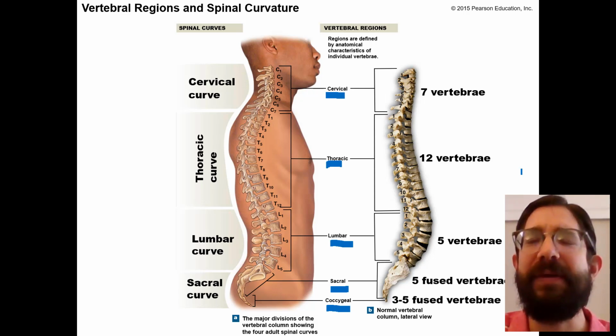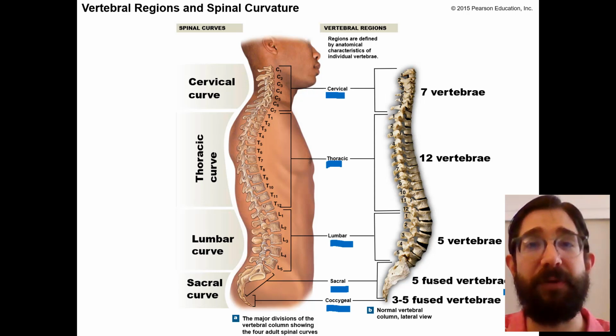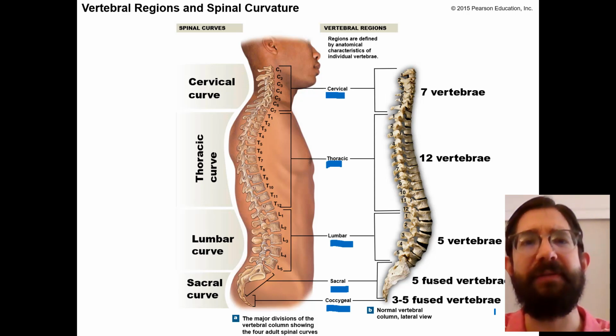But 7, 12, 5 is the number of cervical vertebrae, thoracic vertebrae, and lumbar vertebrae. Then the sacrum in the sacral region is composed of about 5 fused vertebrae. In the tailbone, the coccyx is also fused vertebrae, somewhere between 3 and 5.